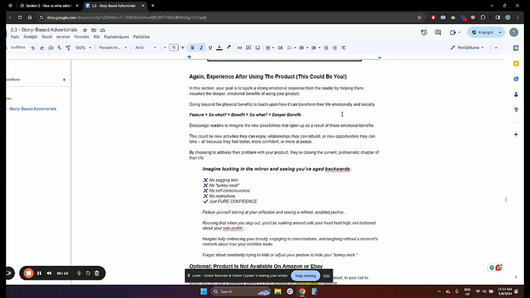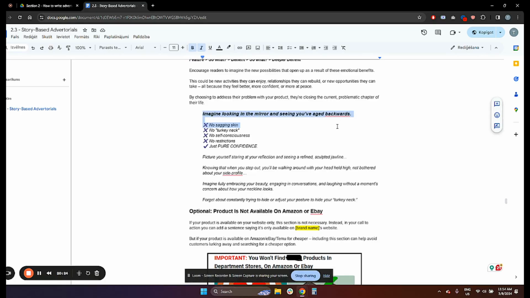I can finally lift stuff up. I can finally feel independent. I can finally go through my shift at work without having to deal with excruciating pain. And here's an example you can look at. You try to paint the picture in the reader's head more.